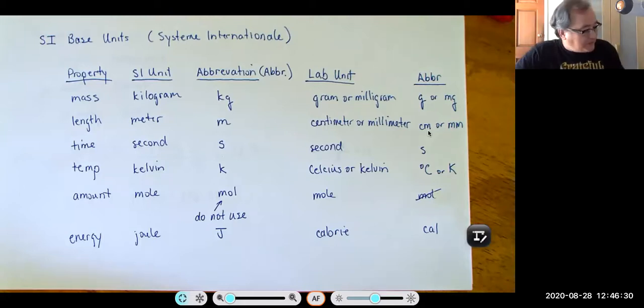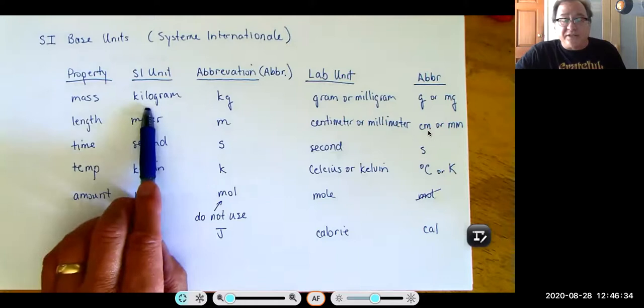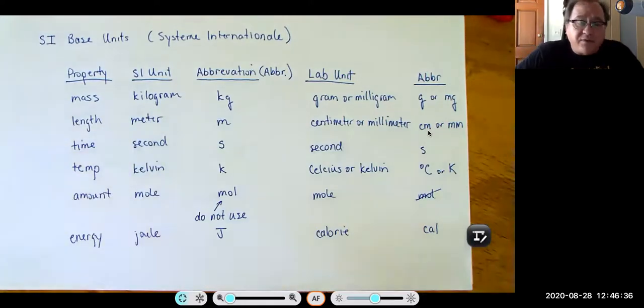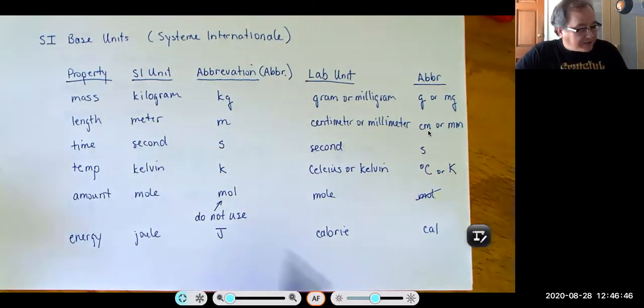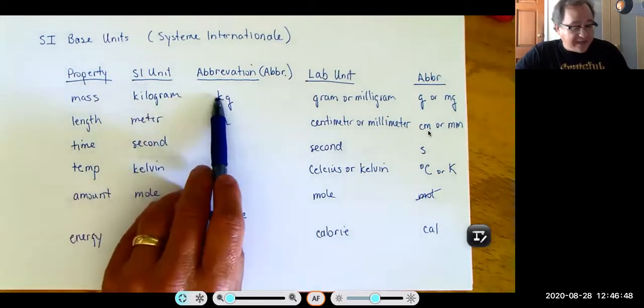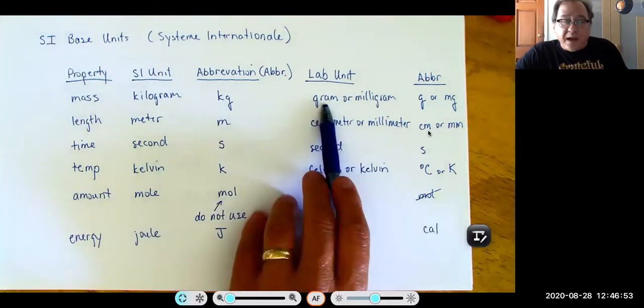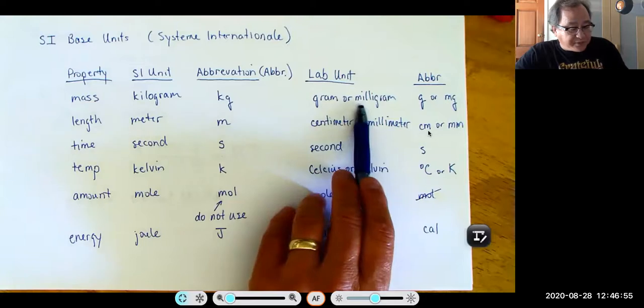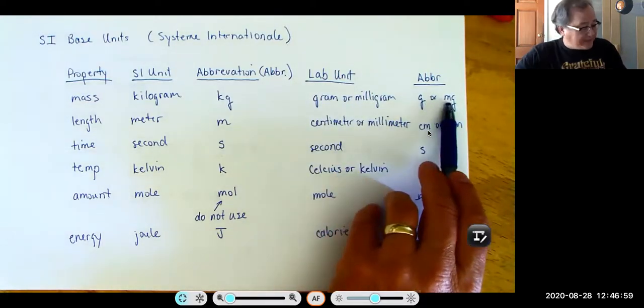All right, so mass is the amount of matter in something. The SI unit is a kilogram. To give you an idea of what a kilogram is, it's 2.2 pounds. In a chemistry class, we are not going to use 2.2 pounds of any chemical for a reaction, so it's a rather large amount. The abbreviation of kilogram is a lowercase k and a lowercase g. In the lab, we tend to use the gram or the milligram, abbreviated as a lowercase g or a lowercase m and a g.